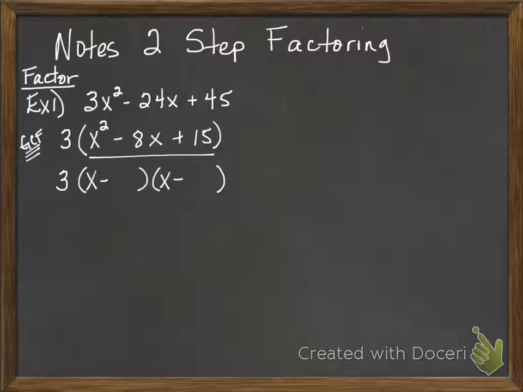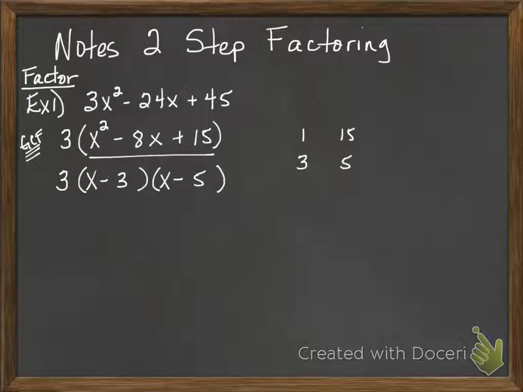My next step is to either think or write down everything that multiplies to be 15. Am I looking for things that add to be negative 8 or subtract to be negative 8? Add, because the 15 is positive. You're looking for what adds, and that's going to be 3 and 5.